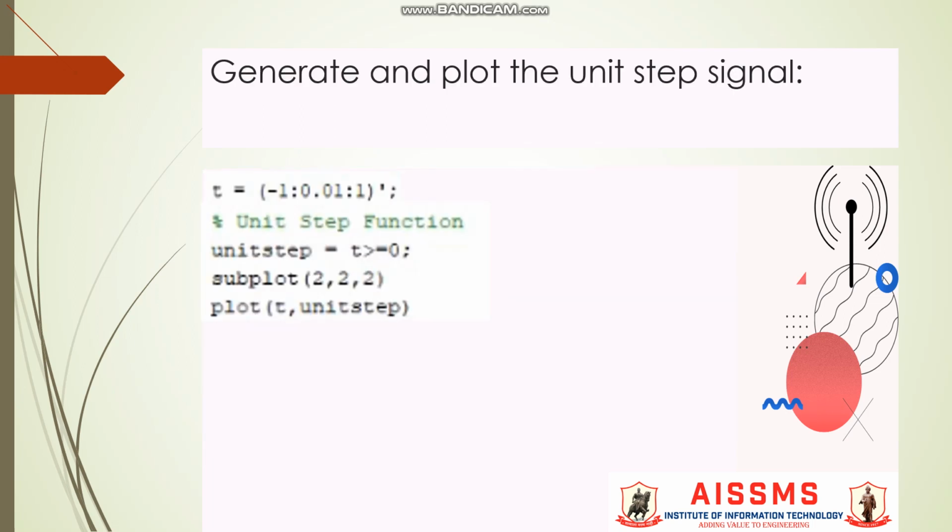Now let us see how to generate the unit step signal. For a time interval, say from -1 to 1 with a step of 0.01, there is directly a command in MATLAB, as seen in the second line, to plot the unit step signal. The viewers are requested to run the program and note the corresponding plot of the signal.